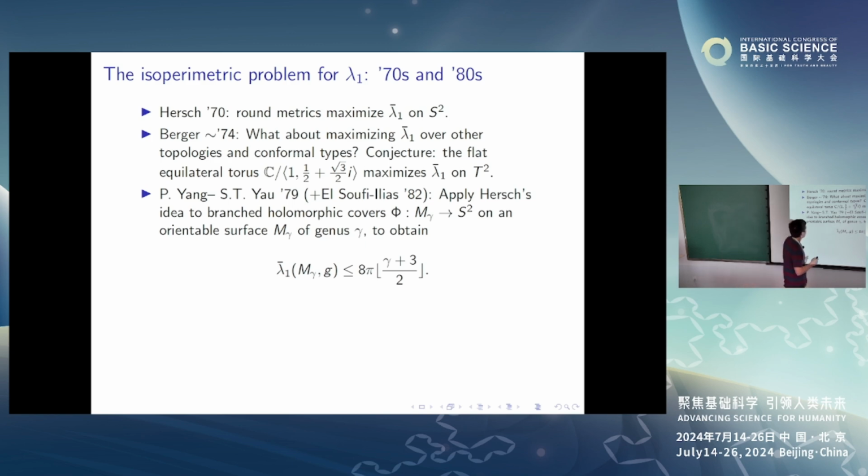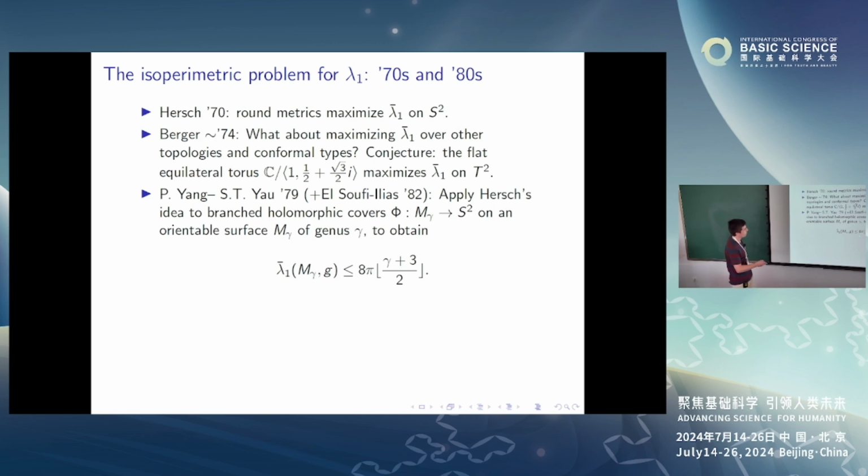So later, Yang and Yau, with some improvements later by El Soufi and Ilias, showed that there is at least a nice upper bound for any genus. The idea is to take Hersch's idea, and instead of applying it with a conformal map, which is no longer available in this case, we can apply it to some branched holomorphic cover. Essentially the same idea gives a corresponding bound, but now with the degree of that map multiplying the 8 pi. And so by optimizing on the degree of that map, you get a bound like this.